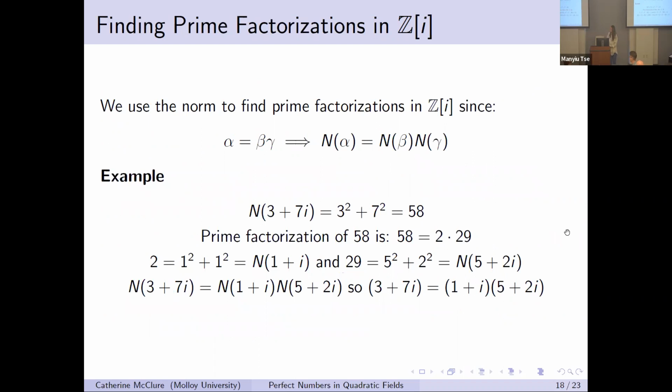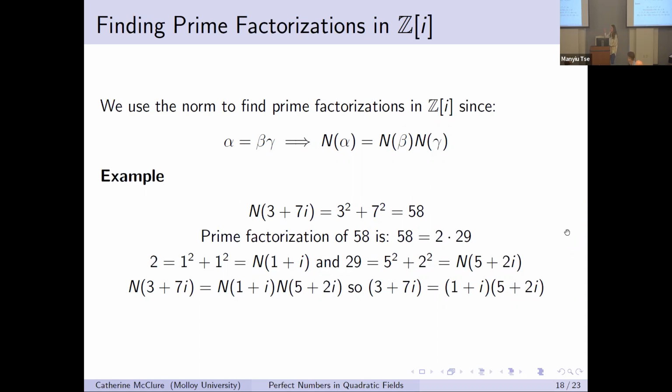But this is how we find prime factorization. If we just use our norm, because the norm is multiplicative, it works out nicely. If we had alpha equal to beta times gamma, that just means the norm of alpha equals the norm of beta times the norm of gamma. So here's an example. If we use 3 plus 7i and take the norm of it, we get 58. So we use the prime factorization of 58 in our regular integers, which is just 2 times 29.